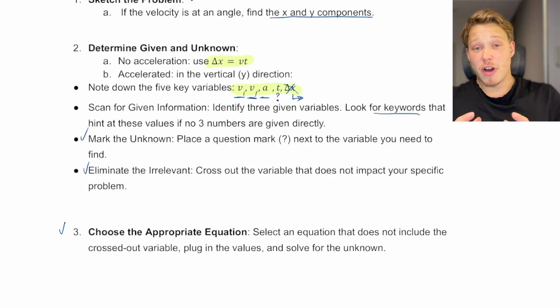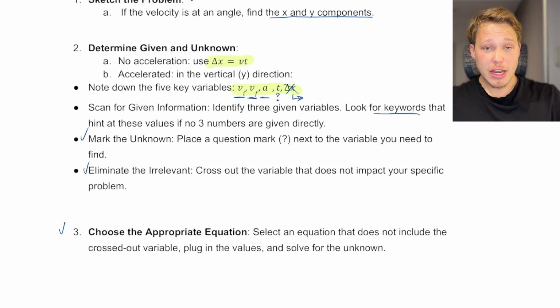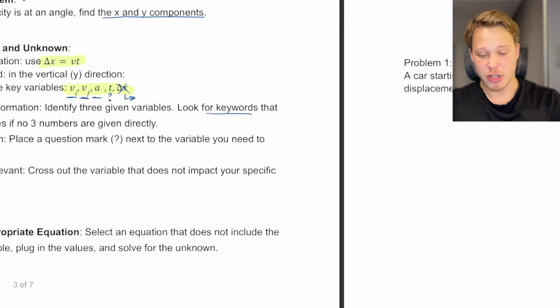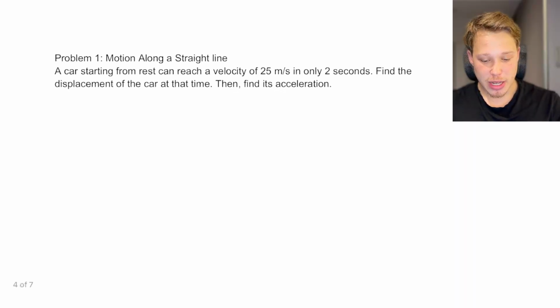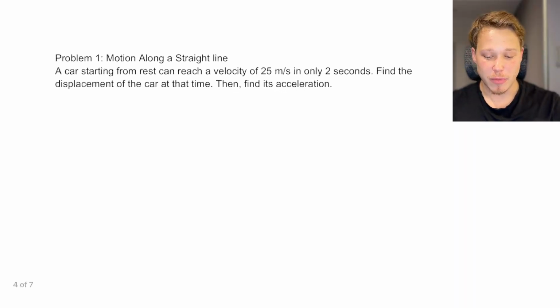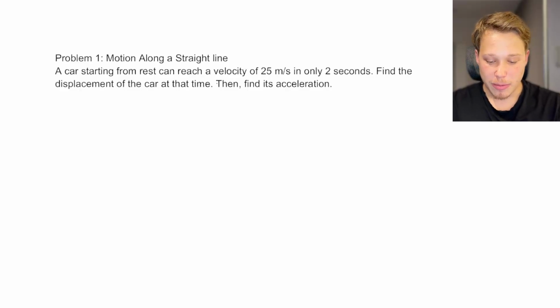So now that we know the method to solve any problem in this unit, let's take a look at some of the practice problems. How does this work in practice? In problem 1, a car starting from rest can reach a velocity of 25 meters per second in only 2 seconds. Find the displacement of the car at that time, then find the acceleration. For now, let me just focus on finding the displacement.